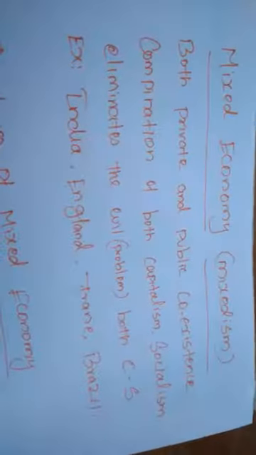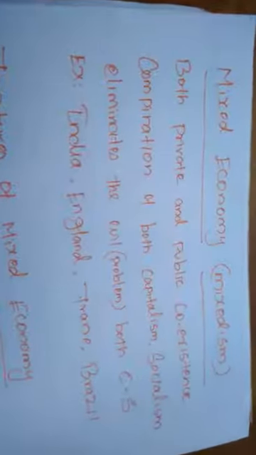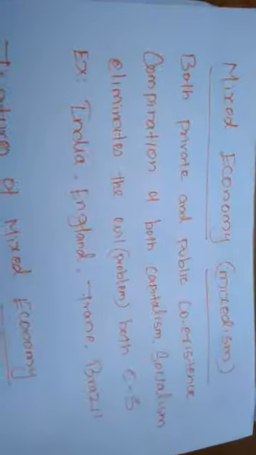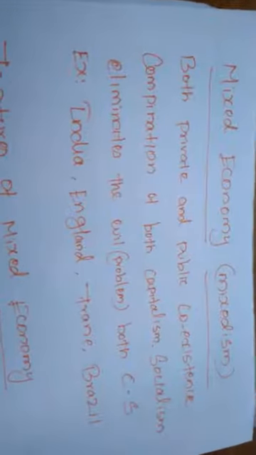Under this mixed economy, all the resources are owned by both individuals and the government. All the resources, maybe the natural resources, all the factors of production and the property, will be held by both the government and private sectors. The best examples of mixed economy nations are India, England, France and Brazil. Some more nations are also following the mixed economy.